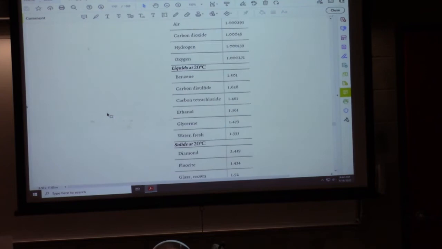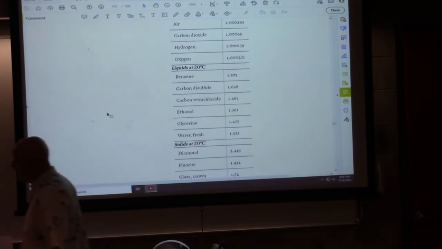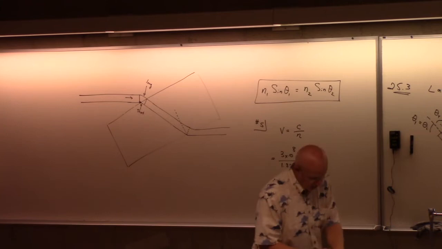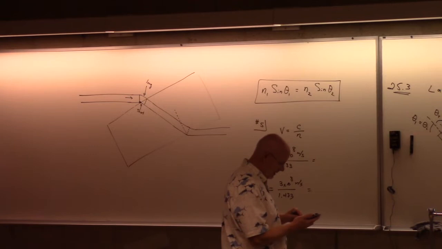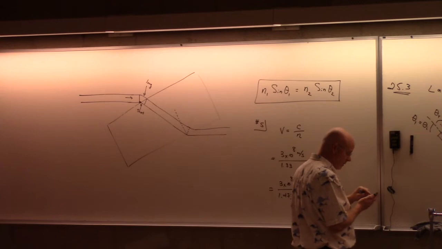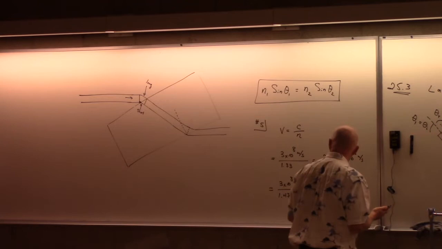And it looks like they've got 1.473. All right, so grabbing my calculator, 3 times 10 to the 8th divided by 1.33 gives me 2.26, times 10 to the 8th meters per second.